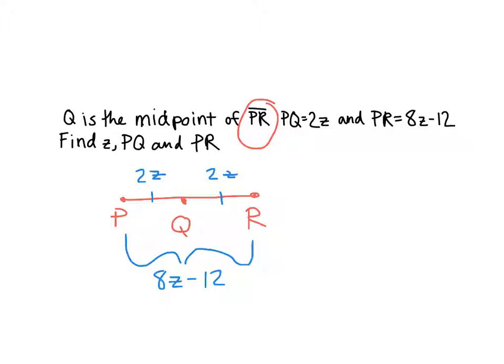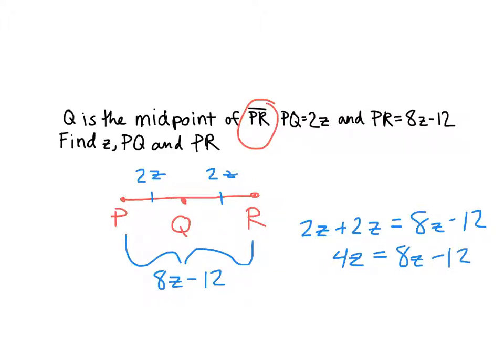Add the two. So we would add the two segments to get the whole segment. So we would do 2Z plus 2Z is equal to 8Z minus 12. So we would have 4Z is equal to 8Z minus 12.